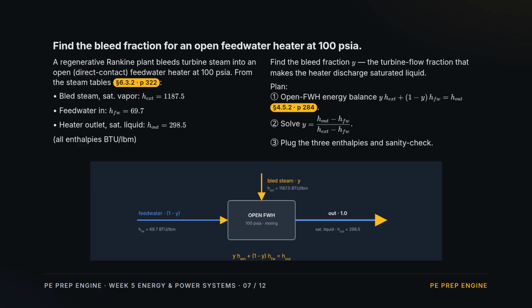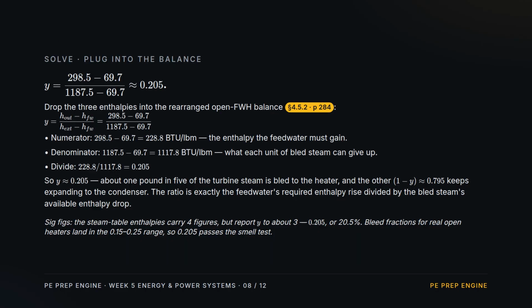The plan: write the open heater balance, solve for Y, plug in the three enthalpies, and sanity check. Plug the three enthalpies into the rearranged balance. The numerator is 298.5 minus 70, which is 228.5, the enthalpy the feedwater must gain. The denominator is 1187.5 minus 70, 1117.5, what each unit of bled steam can give up. Divide and Y is about 0.205.